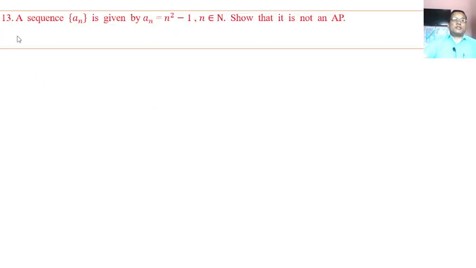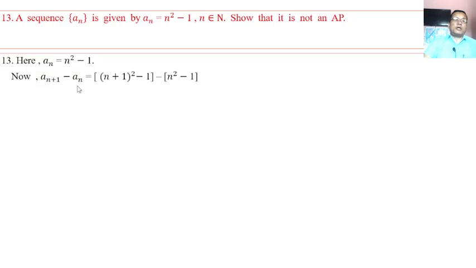Question number 13. A sequence an is given by an equal to n square minus 1, n belongs to N, show that it is not an AP. To prove it is not an AP, we take the difference an plus 1 minus an. The value of an plus 1 is n plus 1 whole square minus 1. For an exactly equal to n square minus 1, expanding, we get twice n, which is not a constant.